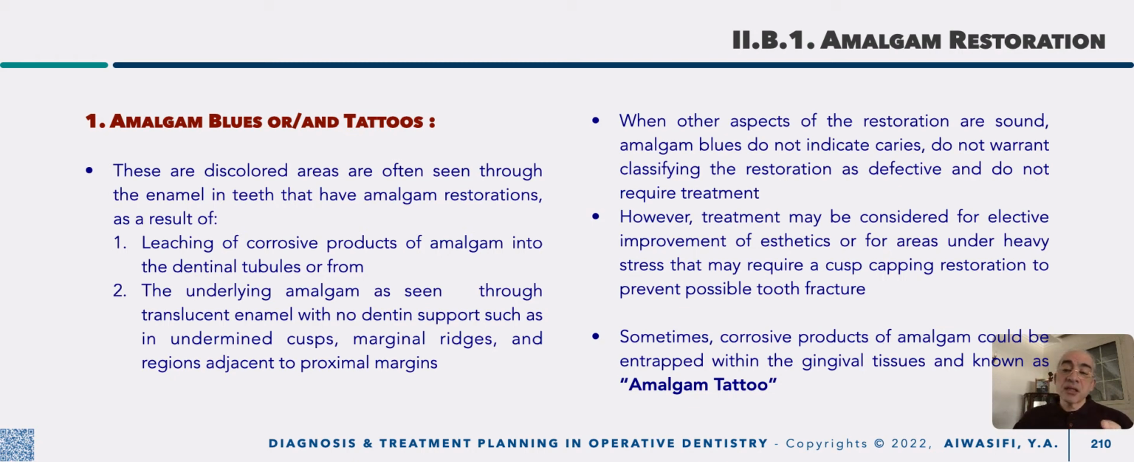Okay, then there will be a great tendency for tarnish and corrosion due to increased residual mercury content that will drive the leached corrosive products to go to the soft tissues. Okay, and it is shown as amalgam tattoo. It's the same idea, but for the soft tissue it is tattoo, for the hard tissue it is blues.